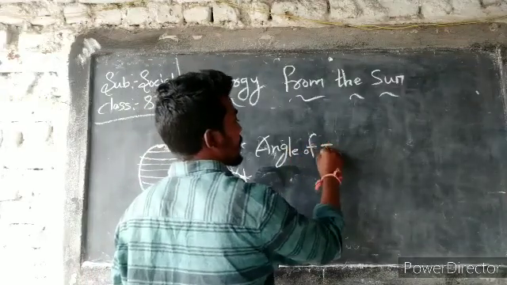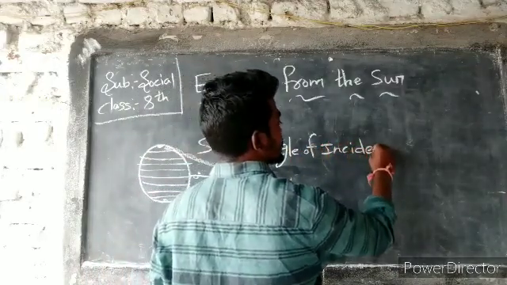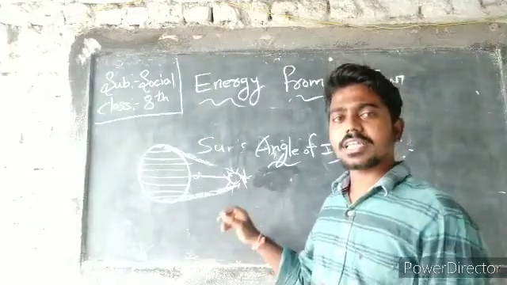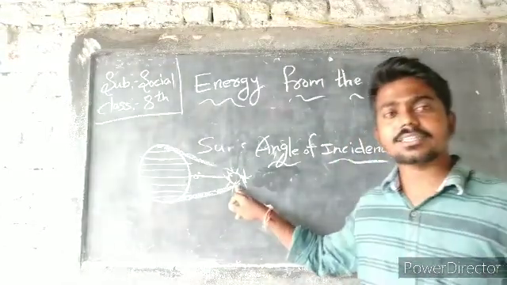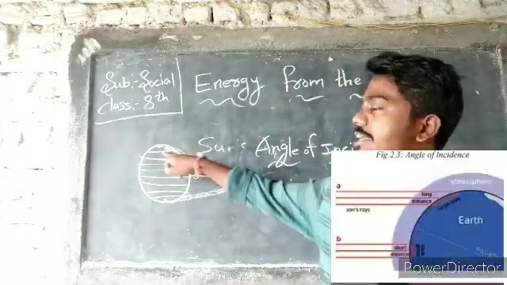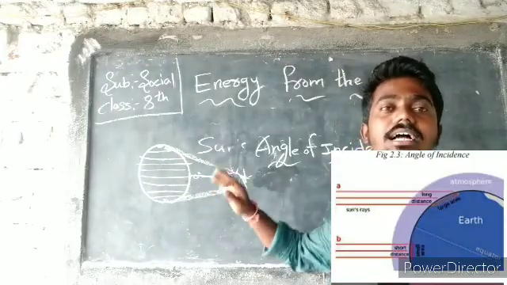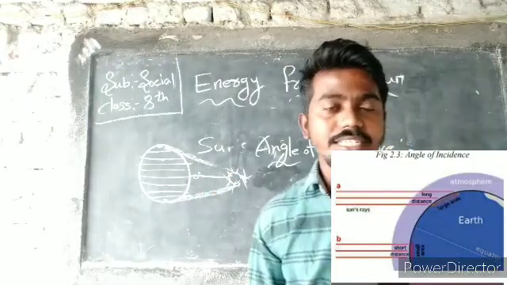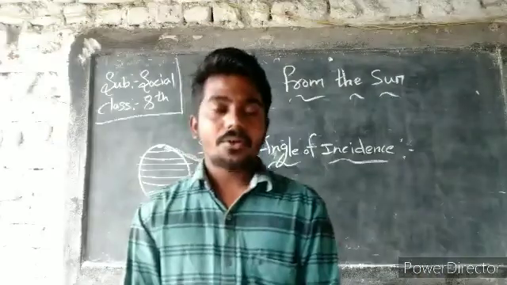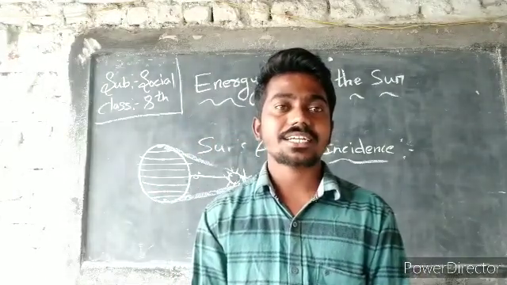Angle of incidence. If the sun's rays fall at 90 degrees on the equator and fall slantingly towards the poles, this is called angle of incidence. Very, very important. Okay, you can see the chart in the textbook.